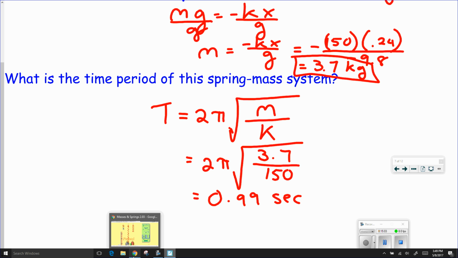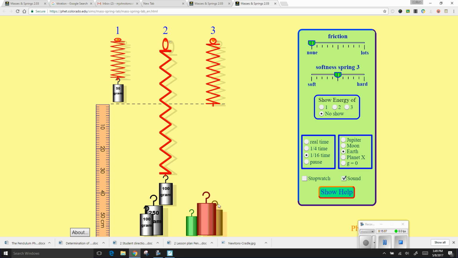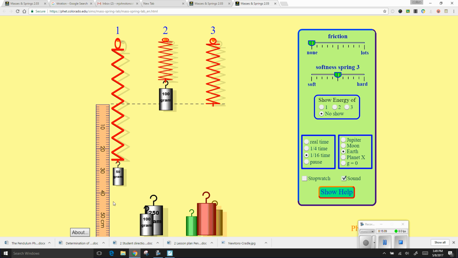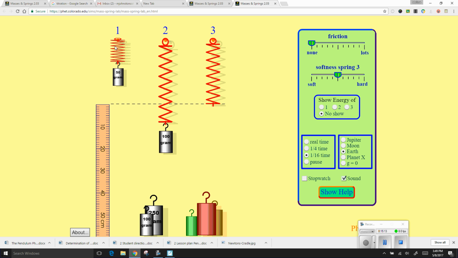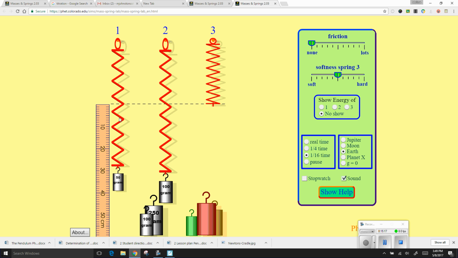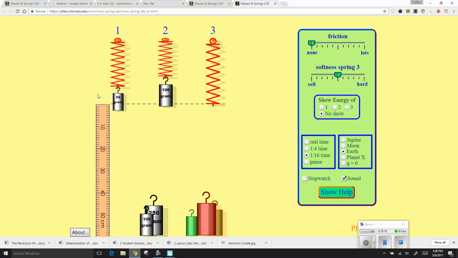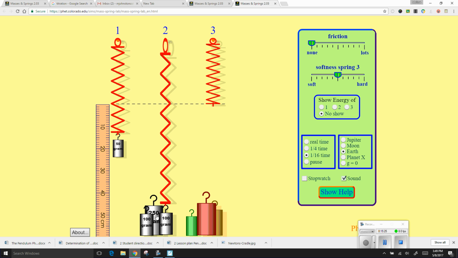What I mean by that is one of these oscillations: a stretch, back through equilibrium, and a compression. Stretch, equilibrium, compression. That is one oscillation or one period of that spring system.